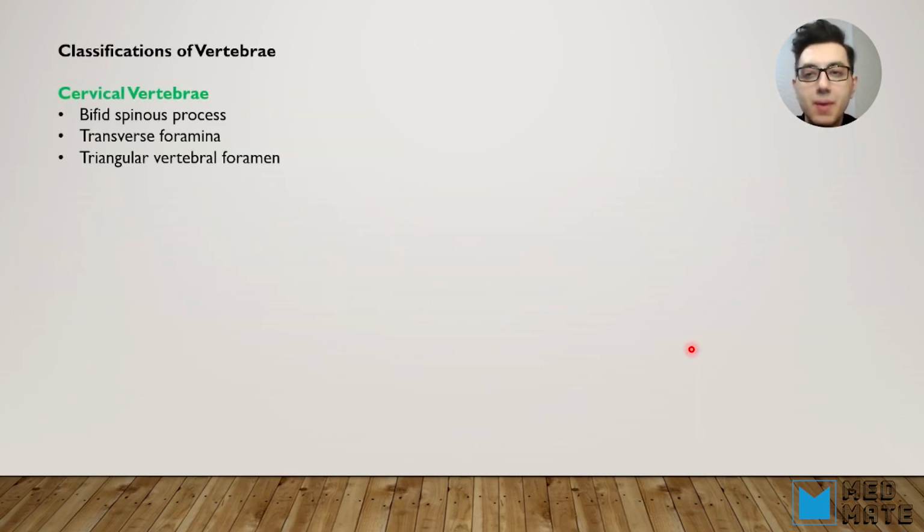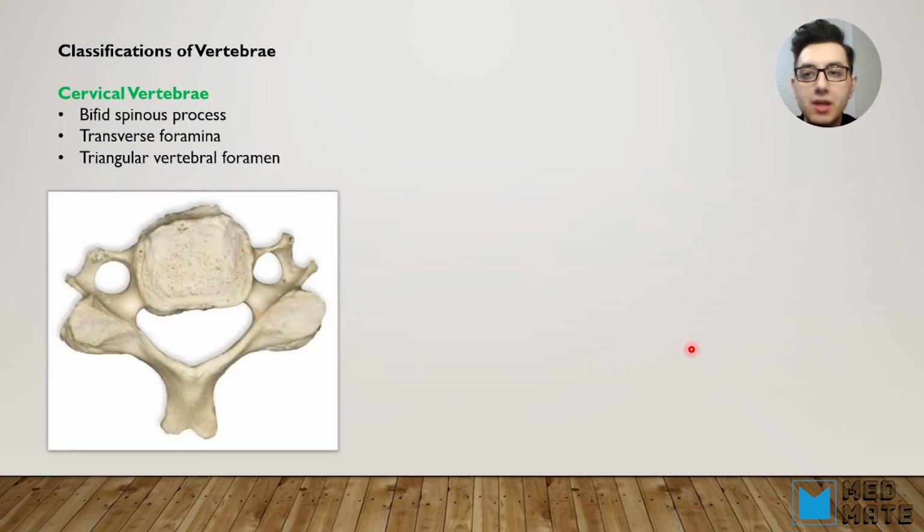Alright, now let's talk about classification of vertebrae. I told you that the first section of the vertebral column is the cervical vertebrae. And what are some of the main components of this part? Well, we have the bifid spinous process. So here you can see that there is a bifurcation, and that's typically seen in typical cervical vertebrae. So one of the most important signs of cervical vertebrae is that you can observe bifurcation in their spinous process.